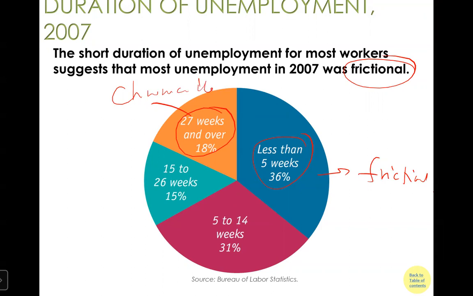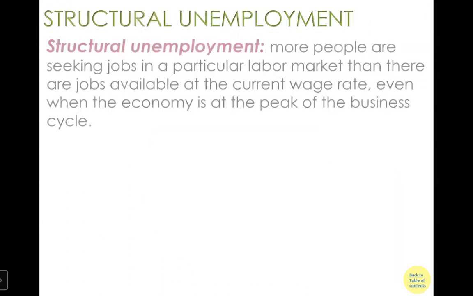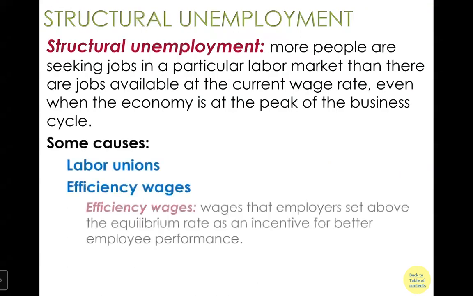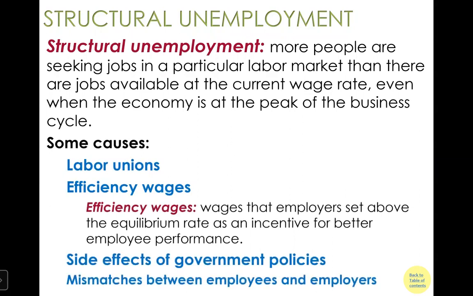So why does frictional unemployment have a shorter spell or shorter time period? It's because they can find a job, right? There are jobs available. It just takes time to sort out things, right? So this is frictional. Now we move to the second type, structural.